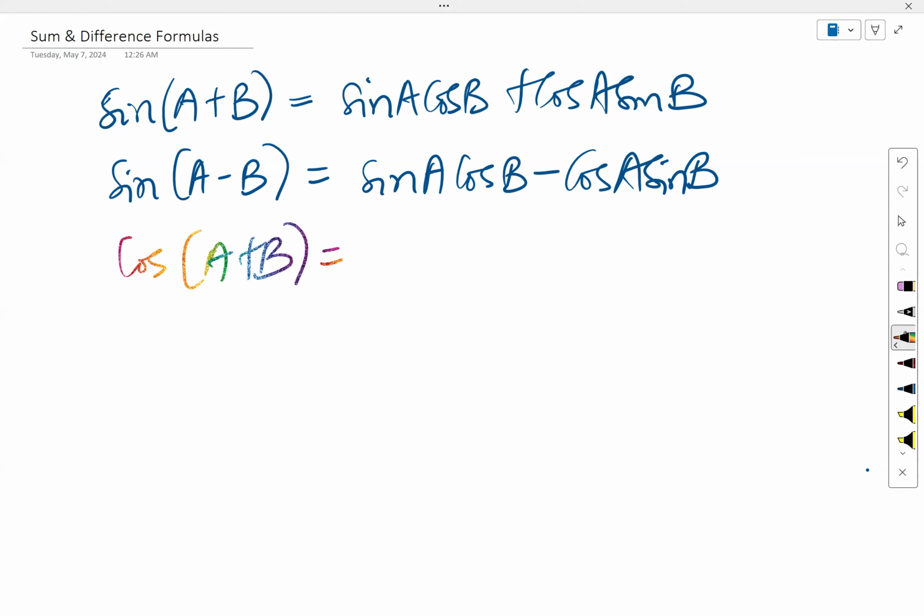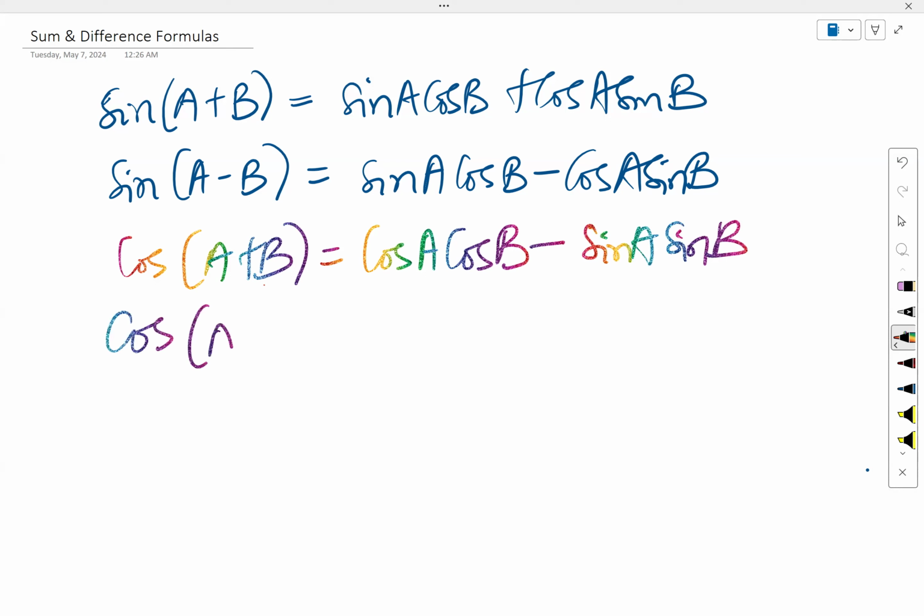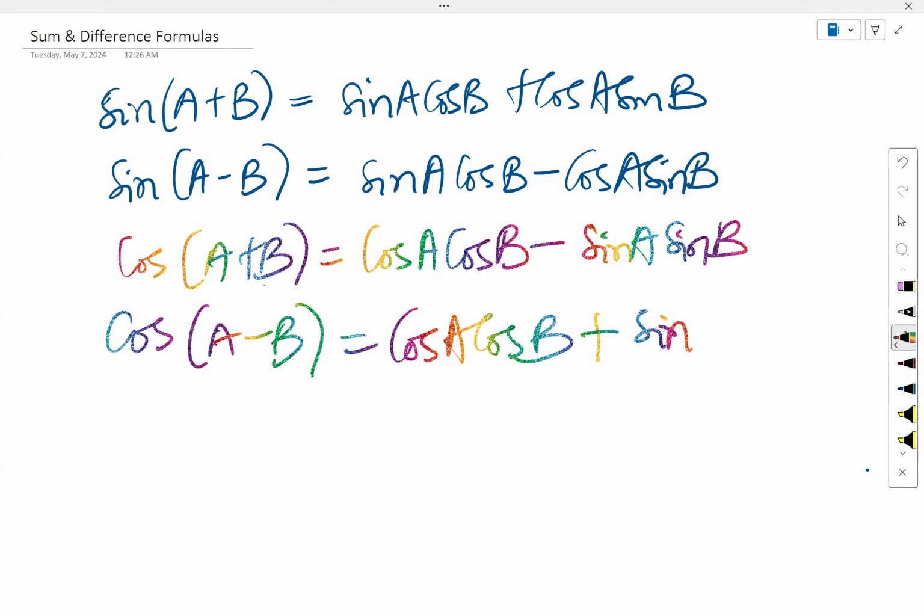It is simple in that the first combination is cos cos. So you have cos A cos B. But then when you have plus, here it becomes sin A sin B. Then if you have cos(A - B), again you have cos A cos B. Then, since you have minus, here you have plus sin A sin B.